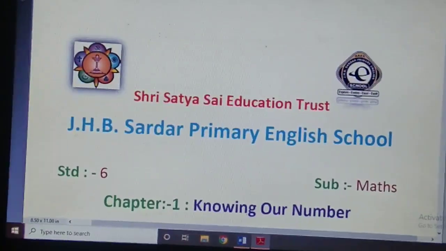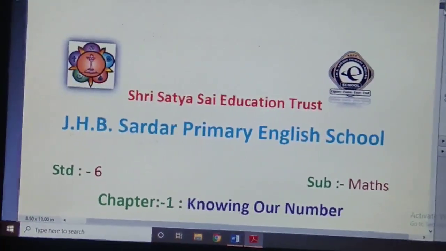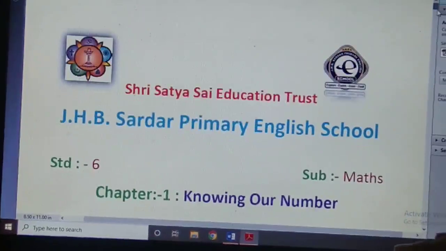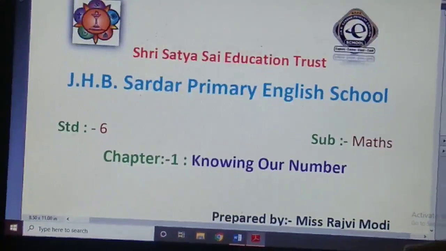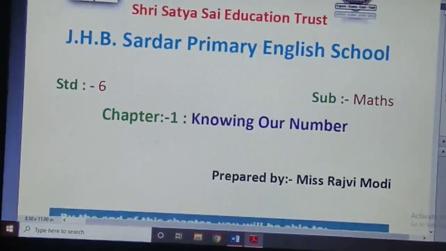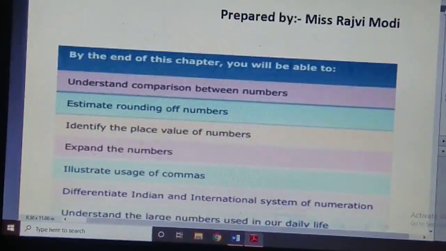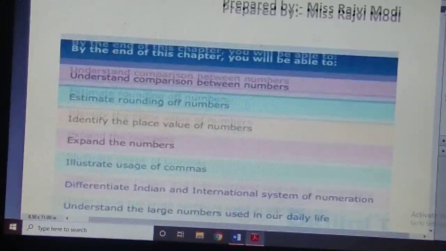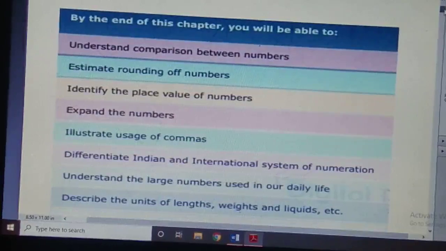Now we are beginning with Standard 6, Chapter number 1, Knowing Our Numbers. These slides represent an overview of the chapter that we will see one by one.